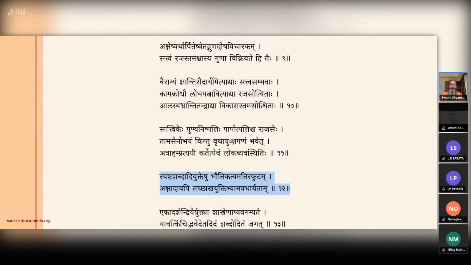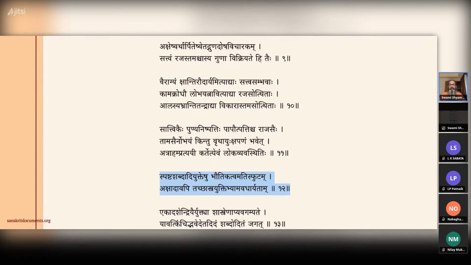Vairagyam kshantiraudarya nityadyaha sattva sambhavaha. Krama krodho lobha yatna vityadya rajasothida. Alasya bhranti tandradya vikarastamasodhitaha. It's very easy to understand.